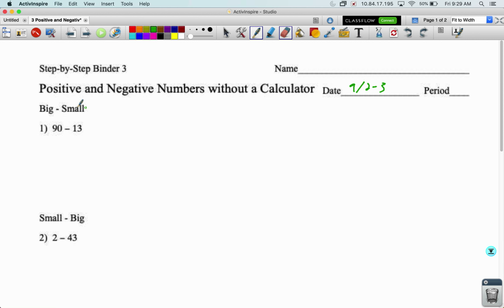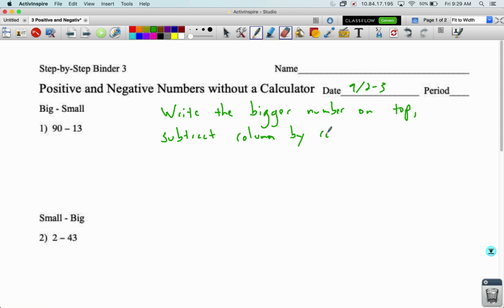All right, starting with big minus small. For this one, you want to write the bigger number on top. All right, subtract column by column, borrowing when needed.